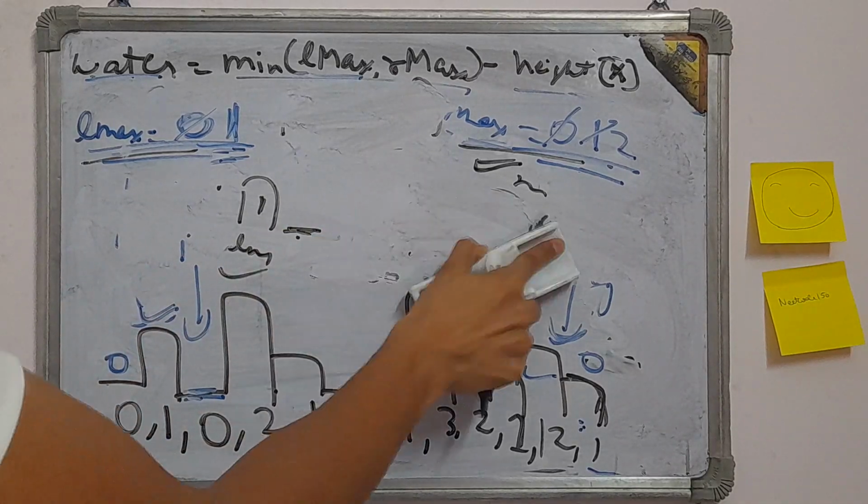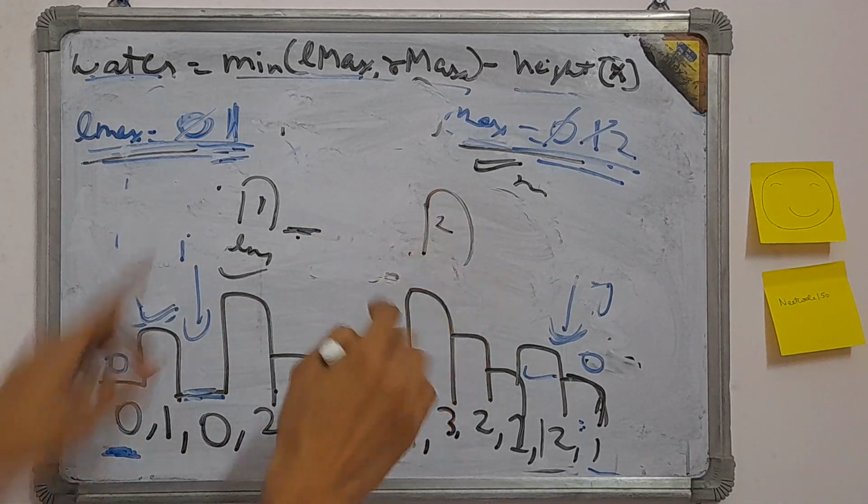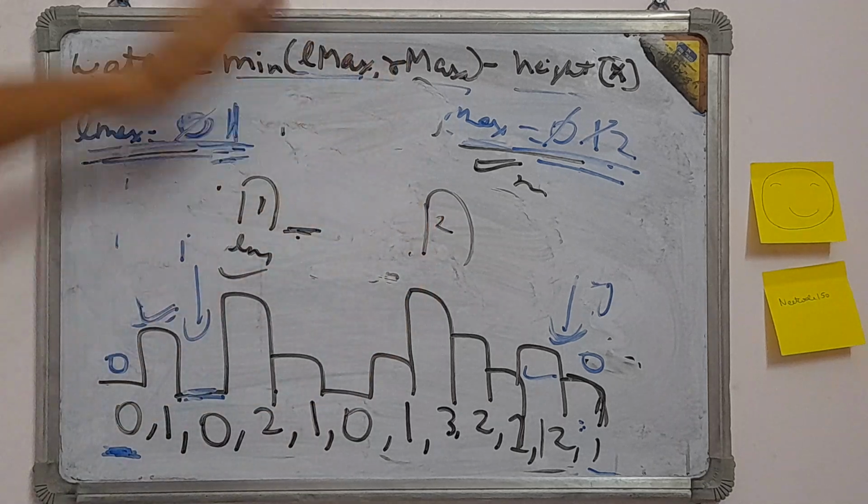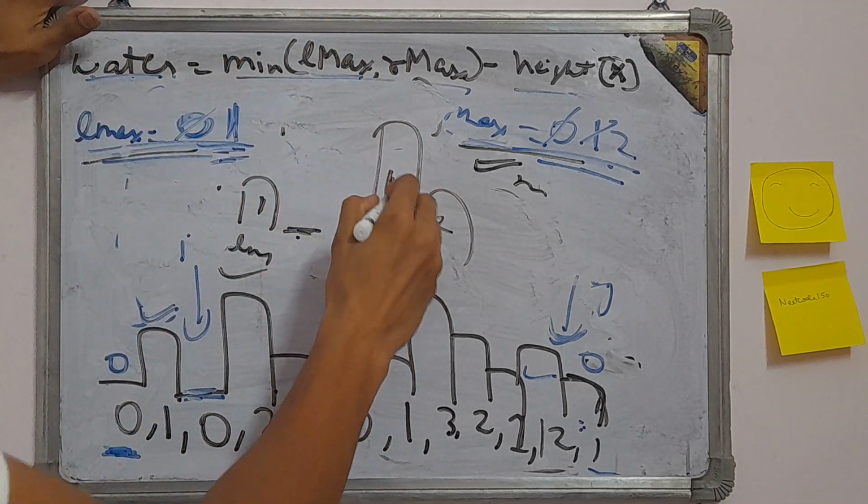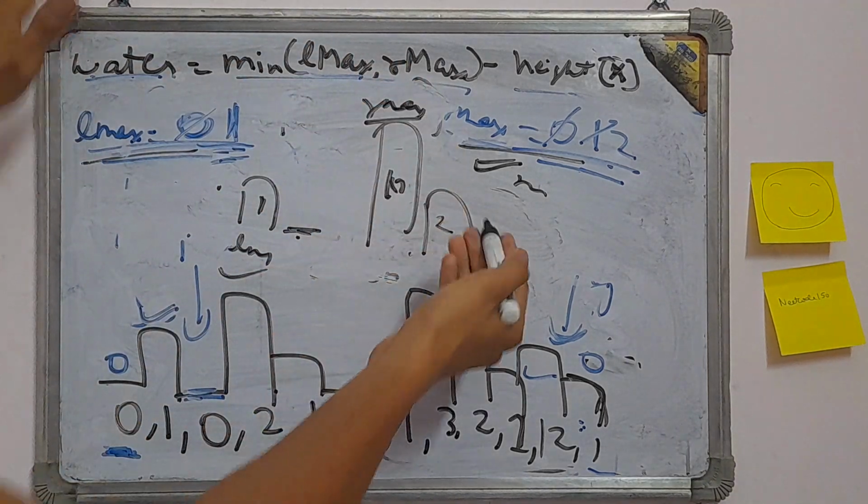Now it comes a different case. We assume these are the walls. But what if there's a better value here? Let's say we have 10. Then that should be R max, right? Why are we taking this as R max?